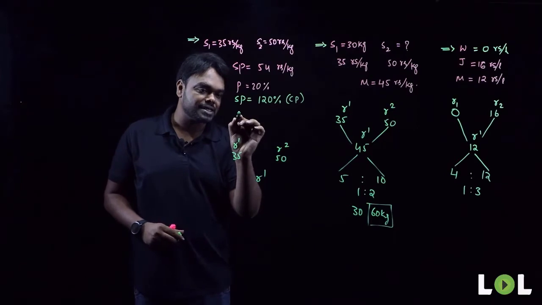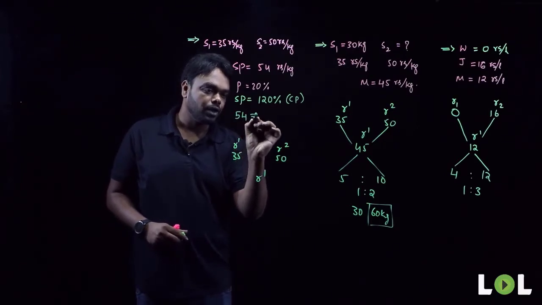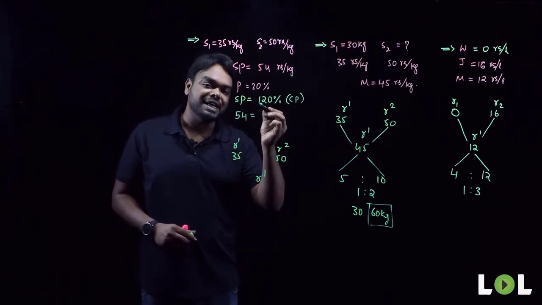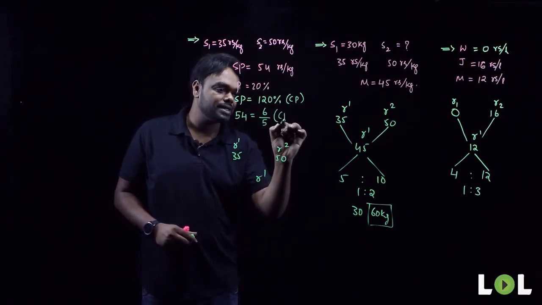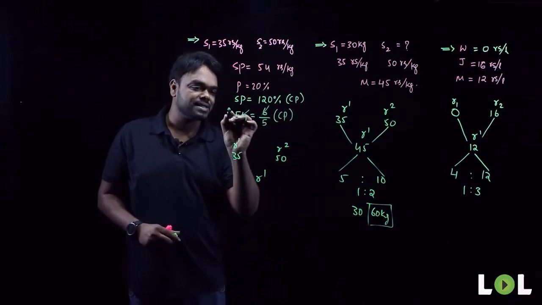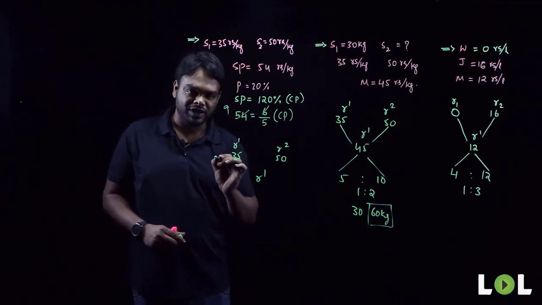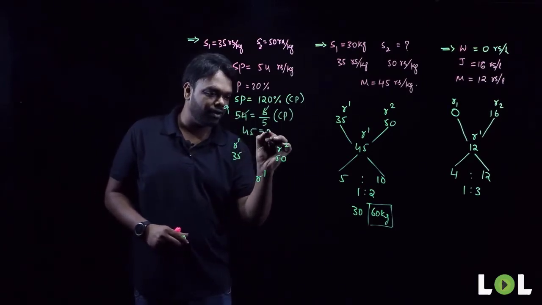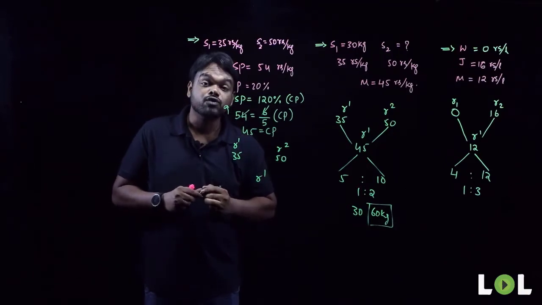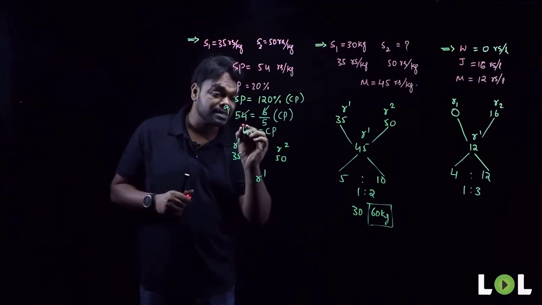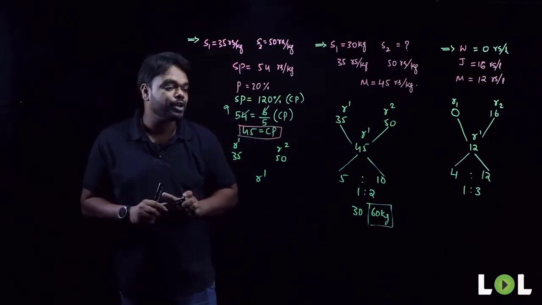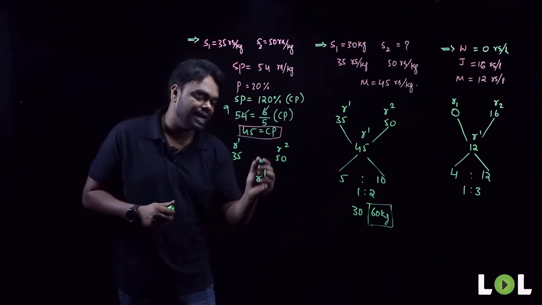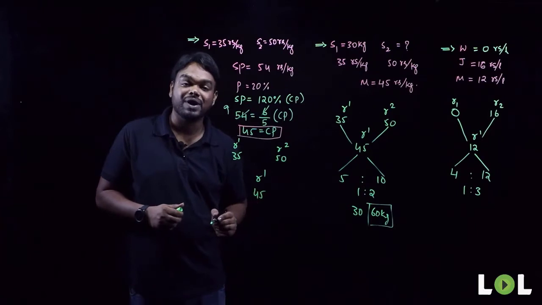So, SP is 54. 120 means 120 by 100, which is 6 by 5 of CP. 6 ones are 6, 5 nines are 45. So what do we get? Our cost price as 45 rupees. So this is the price of the mixture. So now we got the price of the mixture. R dash will be 45 here.